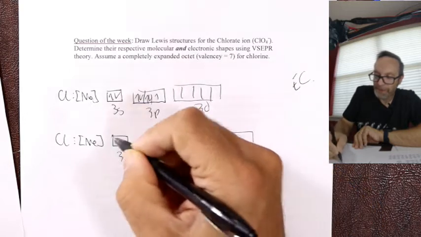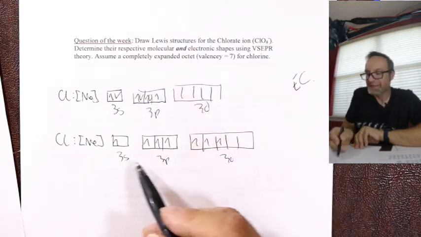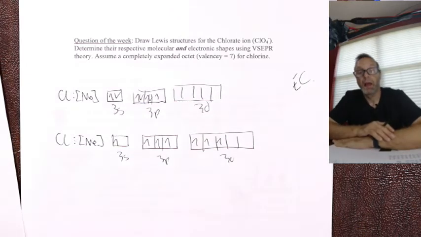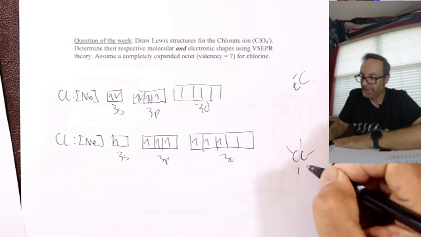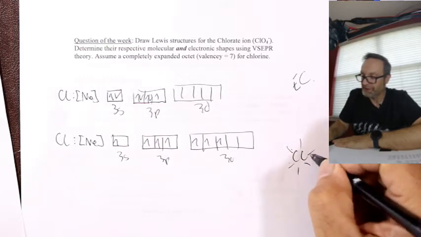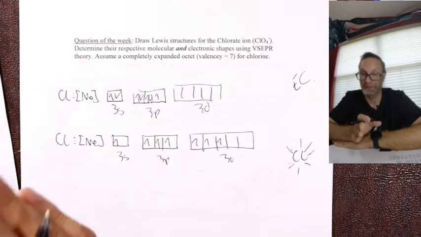One, two, three, four, five, six, seven. 7 unpaired electrons. So when I think about its Lewis structure, it's going to have 1, 2, 3, 4, 5, 6, 7 sticks. Now those sticks can be singles, doubles, etc., right? And when you do the model, that'll make sense, right?